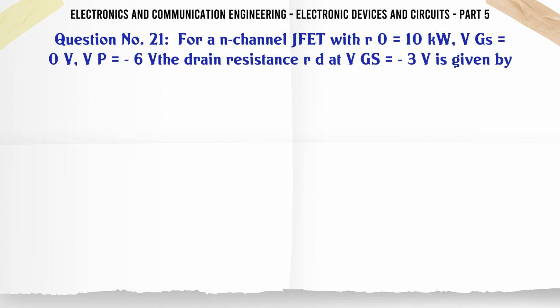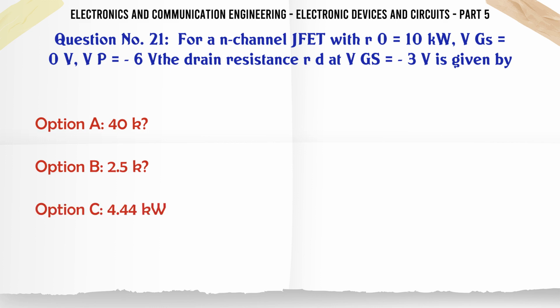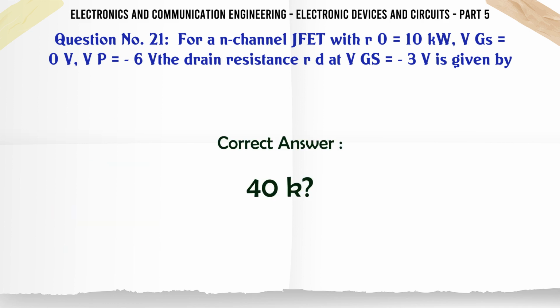For an N-channel JFET with IDSS = 10 mA, VGS(off) = VP = -6 V, the drain resistance RD at VGS = -3 V is given by A: 40 kΩ, B: 2.5 kΩ, C: 4.44 kΩ, D: 120 kΩ. The correct answer is 40 kΩ.